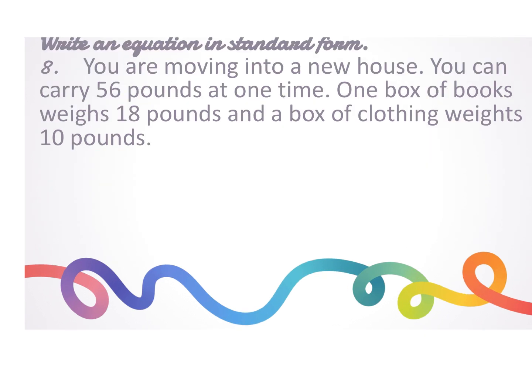So here's another one. We're going to do it just like the other one. You are moving into a new house. You can carry 56 pounds at one time. One box of books weighs 18 pounds. So I'm going to start with that because it's telling me my books weigh 18 pounds. And then it says a box of clothing weighs 10 pounds. Okay, so I have two things to choose from. I'm going to start with my books because that comes first. So I'm going to say x equals my books and y equals my clothing.